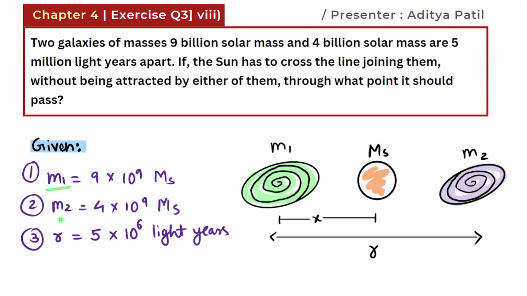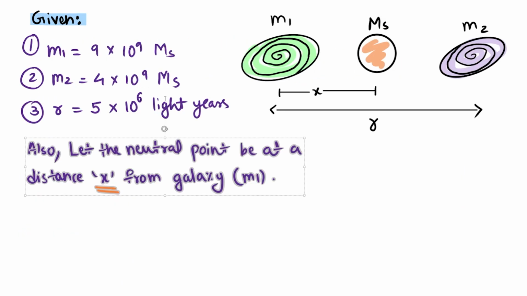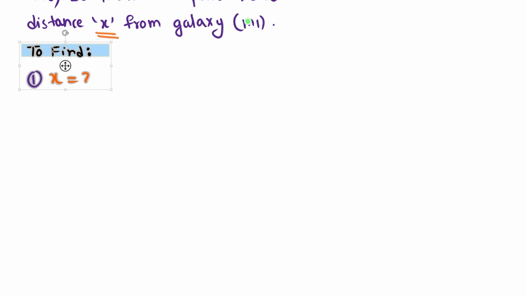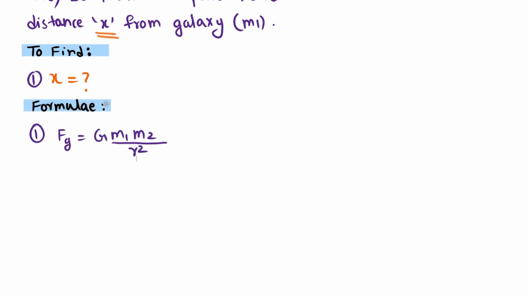हमें given है mass of galaxy m1, mass of galaxy m2, 9 billion solar mass, that is 9 billion times mass of one sun, 4 billion times the mass of one sun. And similarly हमको distance दिया गया है r as 5 million light years. 5 million is 5 into 10 to the 6. This is 5 followed by 6 zeros. And now we also said that, as we mentioned, let x be the distance for the neutral point from galaxy with mass m1. And based on this, we have to find this particular x, that is the location of the neutral point.